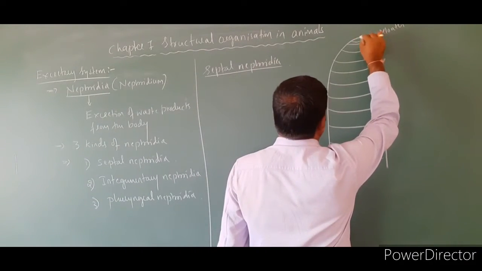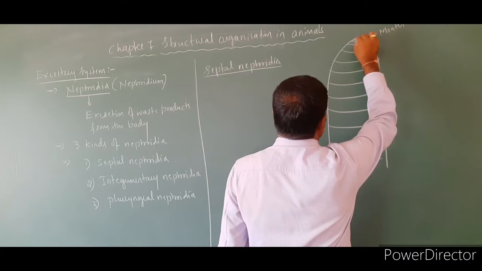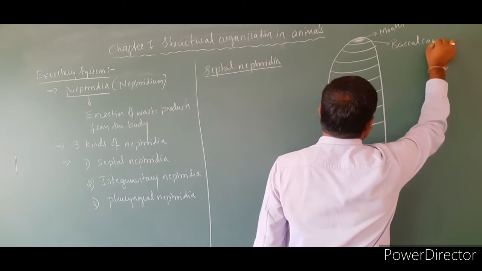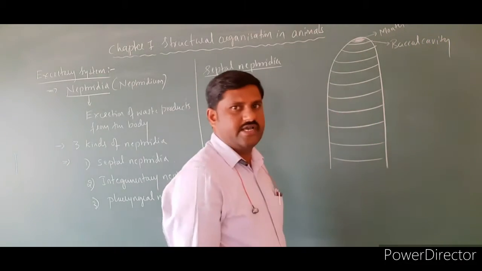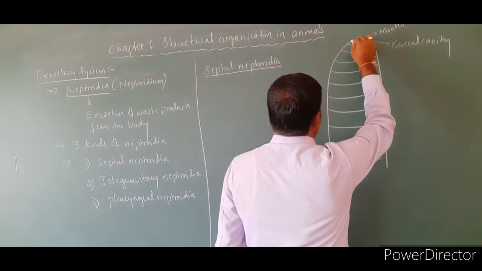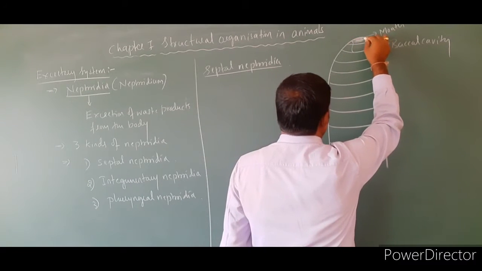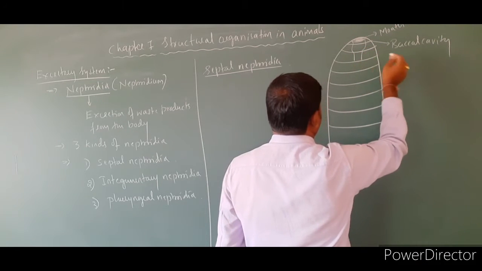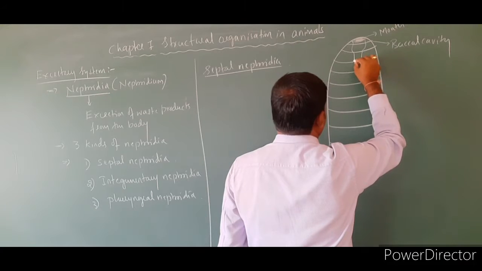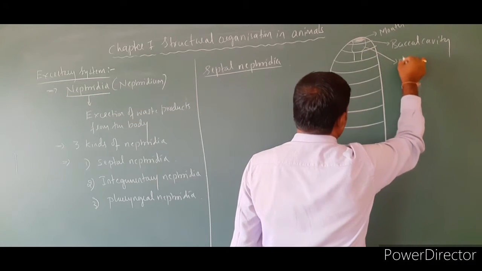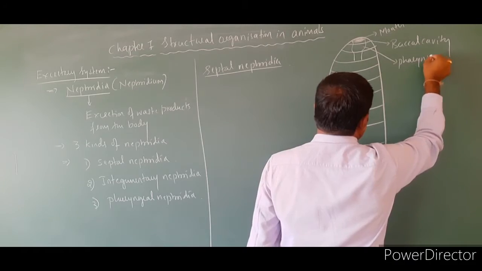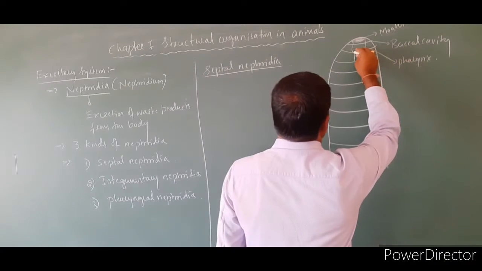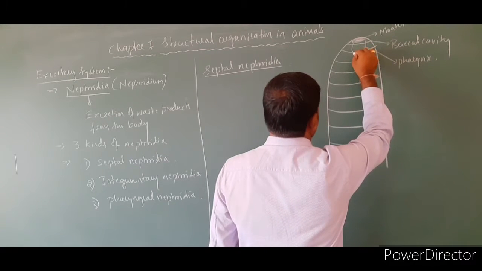So this is the mouth, this is the buccal cavity, followed by the pharynx. Pharynx is followed by what? It is followed by the esophagus.